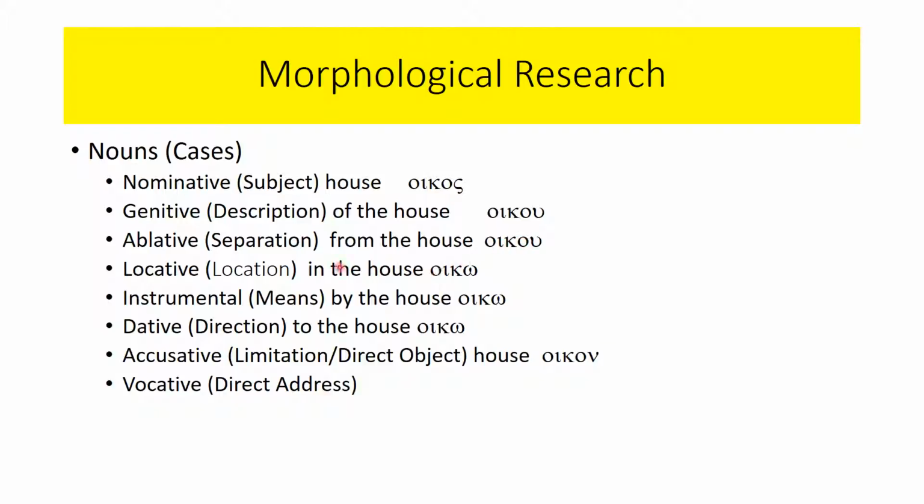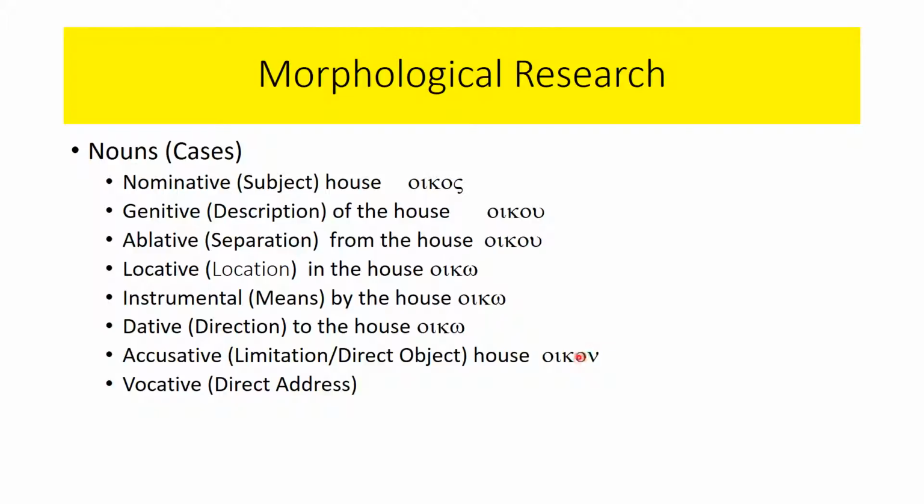In Greek, instead of saying in the house, they say oiko. That ending o tells me it's in the house. If I say by the house in Greek, it's the same thing, oiko. If I say direction, dative case, in the Greek, it's the same thing, oiko. But if I use the word house, oikos, in Greek to say direct object, that ending will be oikon.